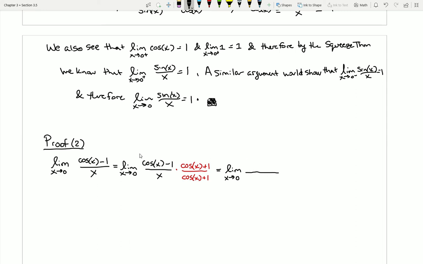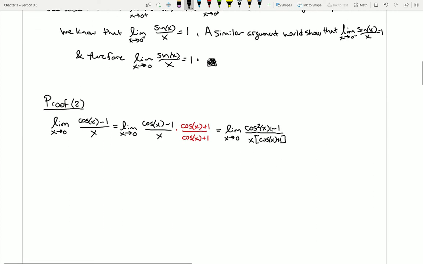So when I multiply out the numerator, I'm going to end up with cosine squared of x minus 1. In my denominator, I'm really just going to end up with x times cosine of x plus 1. I'm not even going to bother to distribute down there. Now, it might be the case that you notice that the top of my fraction now resembles another trig identity, although this one's a little bit more well known.